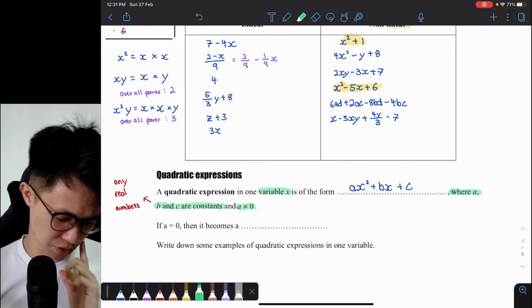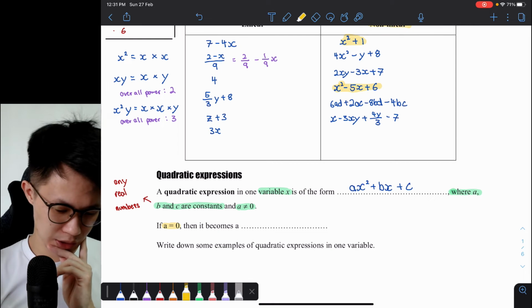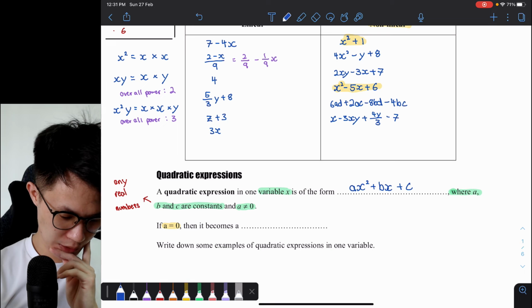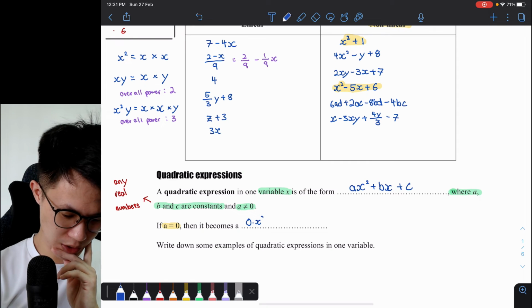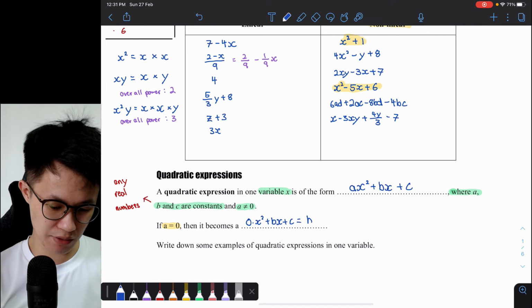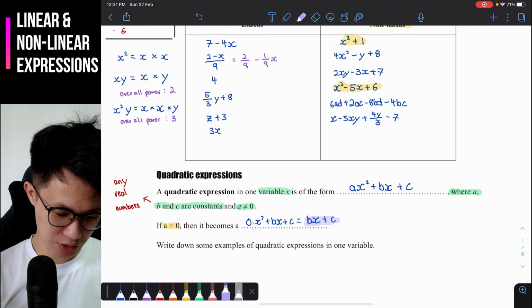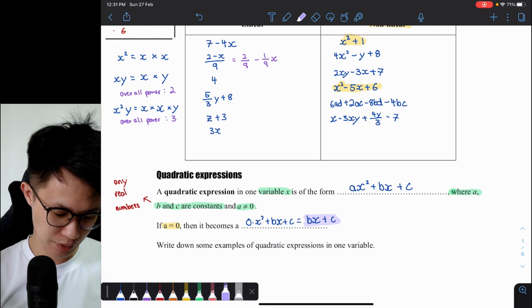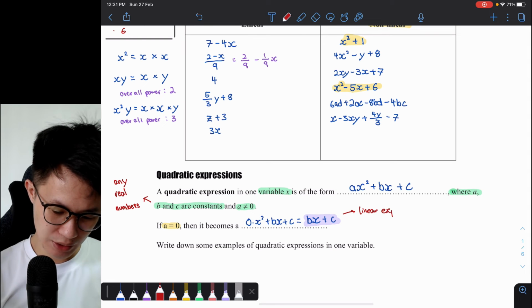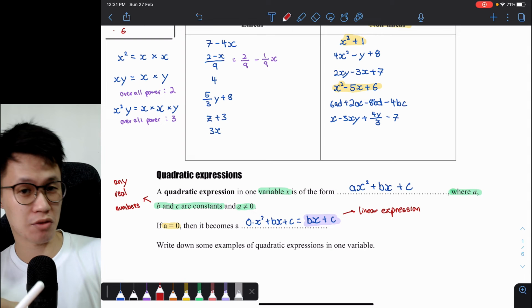Why is a not equal to 0? Because if a is equal to 0, then the expression would become 0 times x squared plus bx plus c. 0 times anything just becomes 0, right? So this just gives me bx plus c, which is something we know already. These are considered linear. So we cannot have a equal to 0. a cannot be equal to 0.